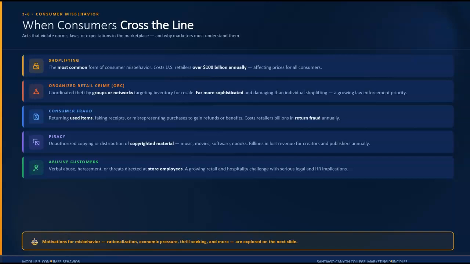Consumer fraud, returning used items, faking receipts, or misrepresenting purchases to gain refunds or benefits, costs retailers billions in return fraud annually. Piracy, unauthorized copying or distribution of copyrighted material like music, movies, software, and ebooks, means billions in lost revenue for creators and publishers annually. Abusive customers, verbal abuse, harassment, or threats directed at store employees, are a growing retail and hospitality challenge with serious legal and HR implications. Motivations for misbehavior are explored on the next slide.